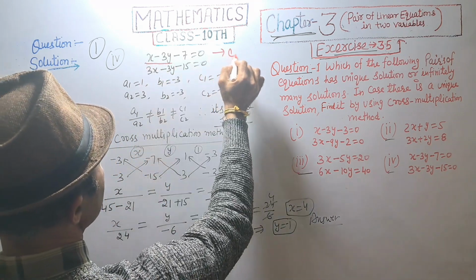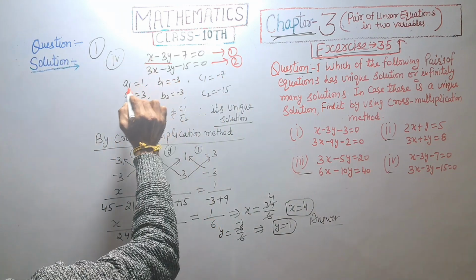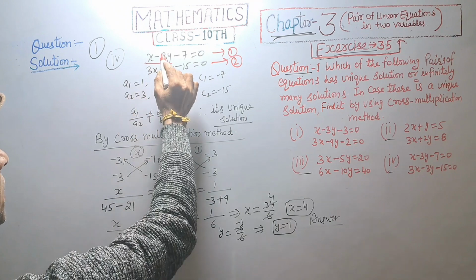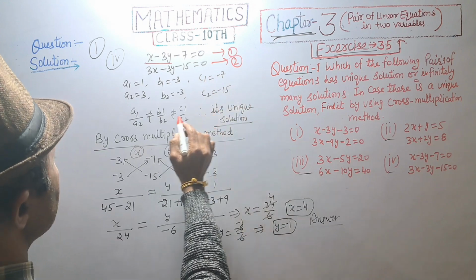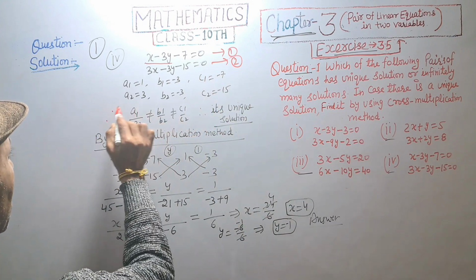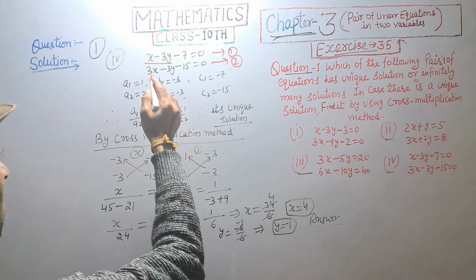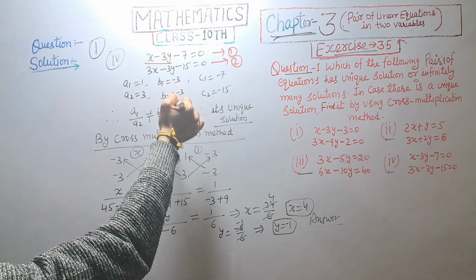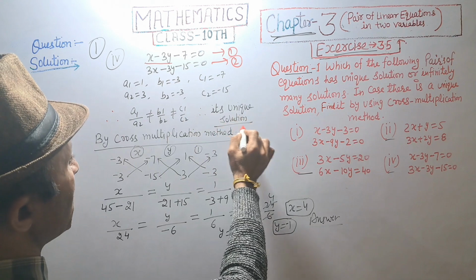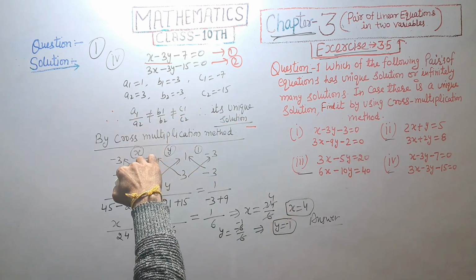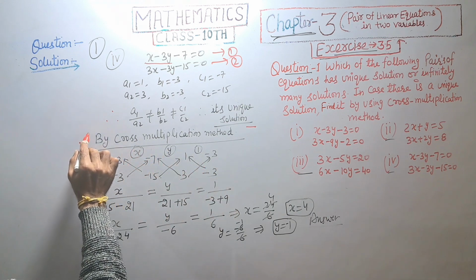Given equation, equation first, equation second, and a1 is 1 and a2 is 3, b1 is minus 3, b2 is minus 3, c1 is minus 7, c2 is minus 15. We are checking a1 upon a2 is equal to b1 upon b2 is equal to c1 upon c2, but a1 upon a2 is not equal to b1 upon b2, is not equal to c1 upon c2. So it has a unique solution, and we can find the value of x and y by cross multiplication method.